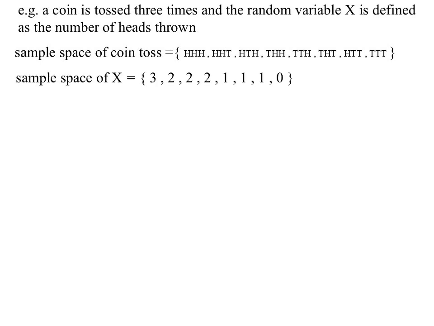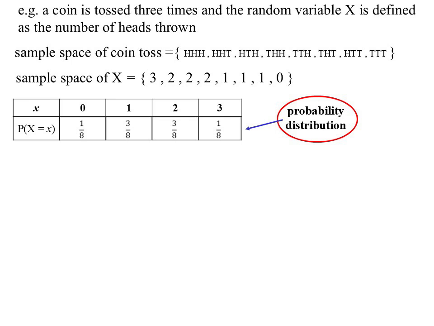That's the sample space. But the sample space of the random variable, when I now convert that to a number, would be 3, 2, 2, 2, 1, 1, 1, and 0. Because we're interested in looking at the number of heads thrown. So for head, head, head, 3. Head, head, tail, 2. And I could put that in a table. That's our probability distribution table.